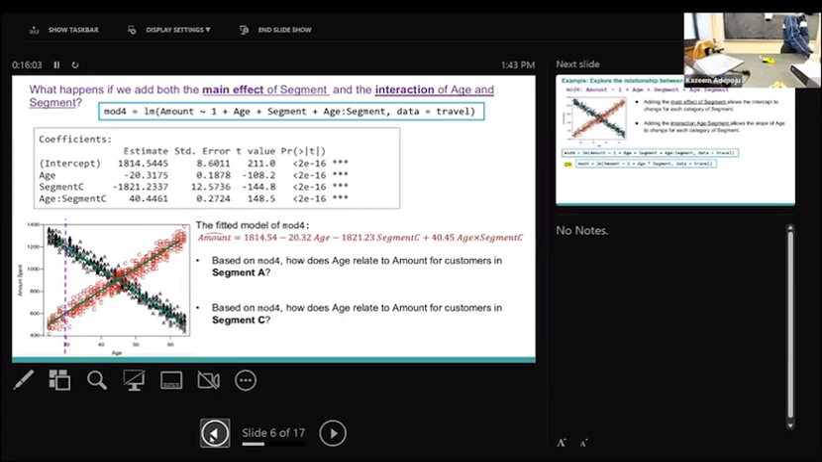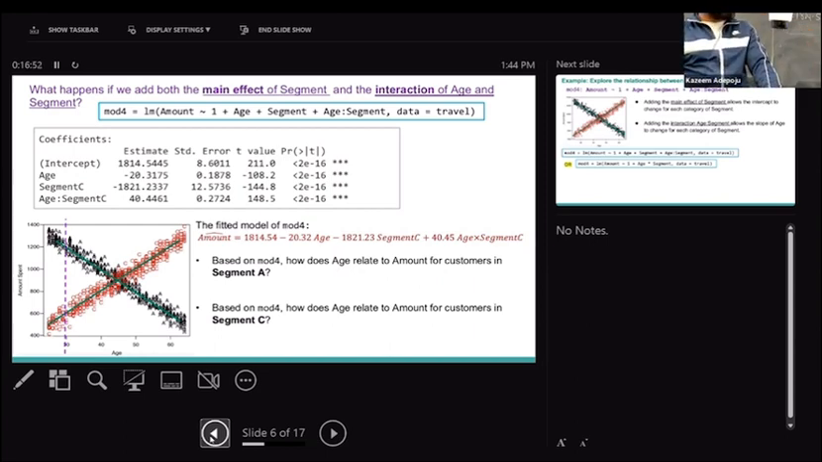That's a very good question. You know what you're going to do? You produce a new model by plugging in 0 for segment C, because it's focusing on segment A. So for segment A, you plug in 0 anywhere you see segment C. Then you're basically going to have 1814.54 minus 20.328. This is your model for segment A.